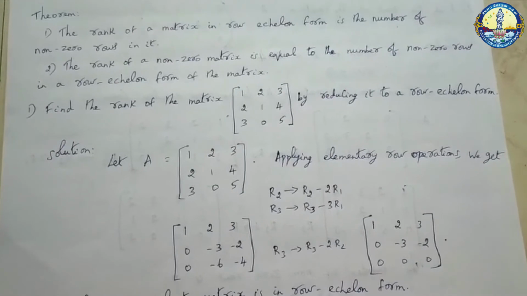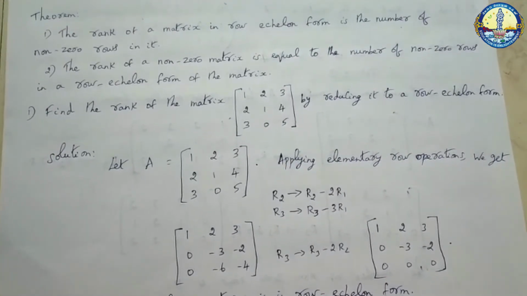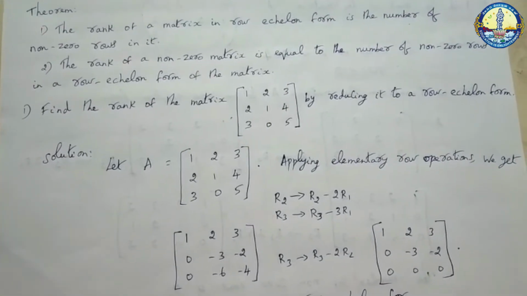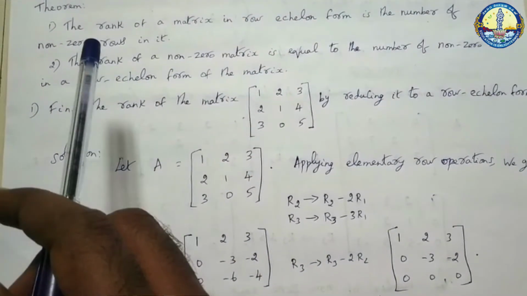Students, last class we saw how to find the rank of a matrix using the row echelon method. This is the method of finding the rank of a matrix using row echelon form. These are the two important theorems with which we are going to solve the problems.